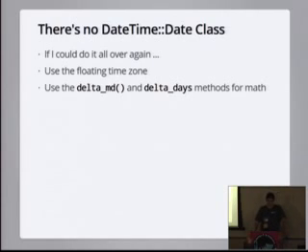And also I'm going to talk about the screwed up things I did, all the mistakes I made. So there's no datetime date class, and there really should be. The datetime object always has years, months, days, hours, minutes, seconds.